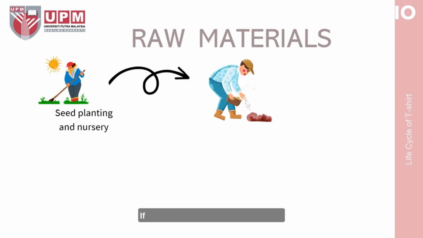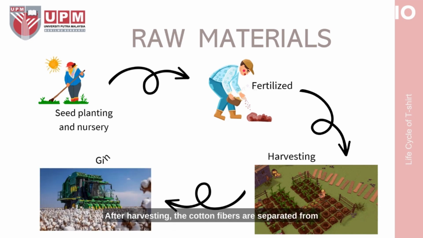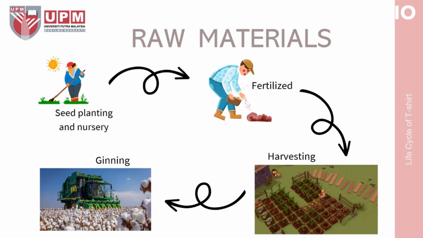Cotton cultivation. If cotton is the chosen raw material, it goes through the cultivation process. Cotton plants are grown on farms where they are carefully nurtured and cultivated. The plants require suitable climate conditions, water, and proper care to ensure healthy growth. Harvesting. Once the cotton plants mature, the cotton bolls containing the cotton fibers are harvested. The bolls are carefully picked to avoid damage to the fibers. Ginning. After harvesting, the cotton fibers are separated from the seeds through a process called ginning. This process involves removing the seeds from the cotton bolls and extracting the raw cotton fibers.